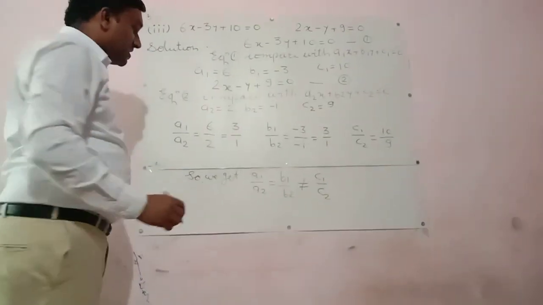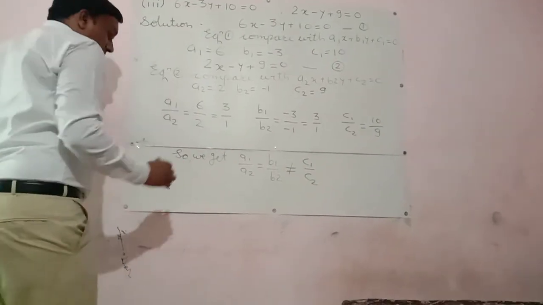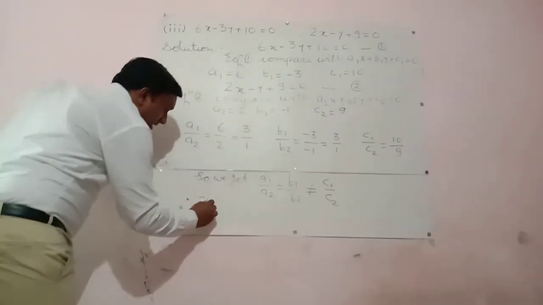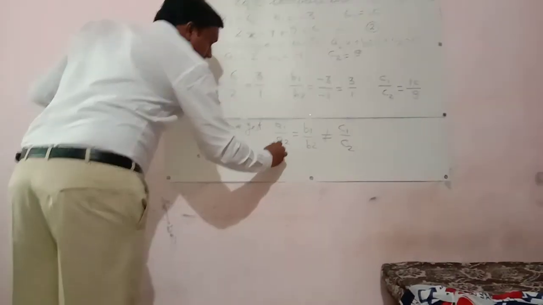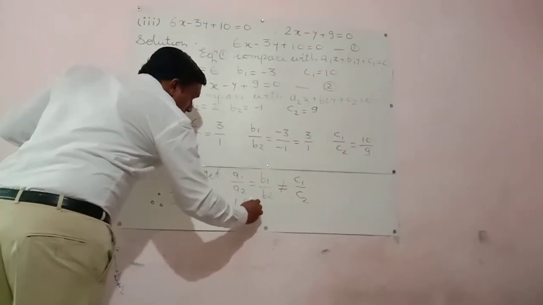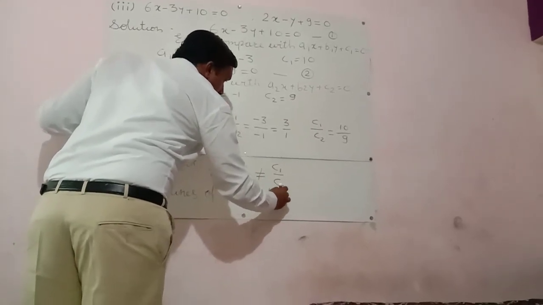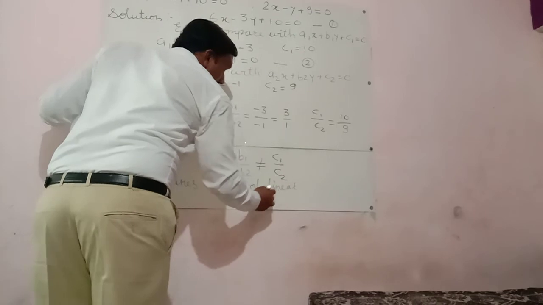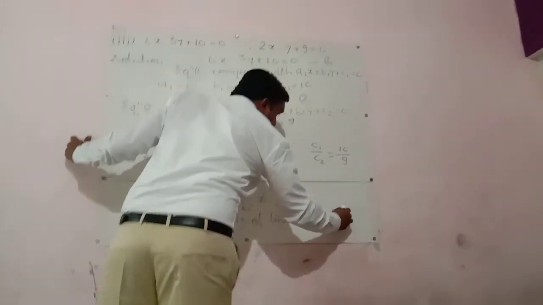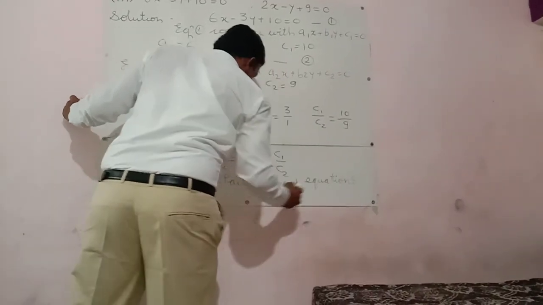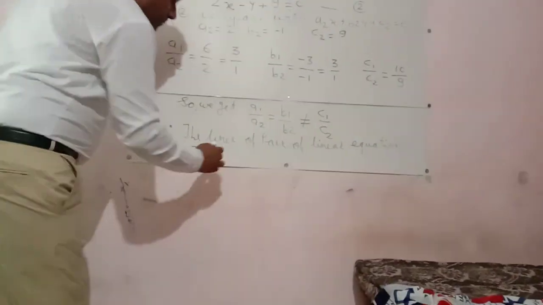So we get the condition, that is, therefore, the lines of the pair of linear equations are parallel.